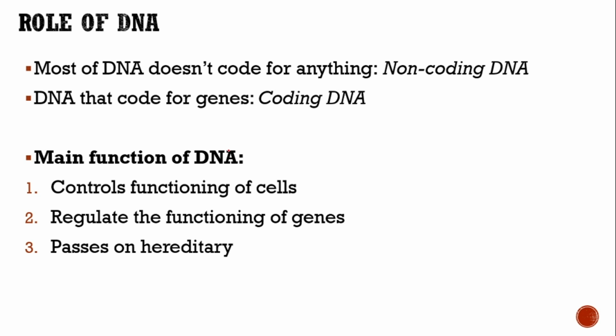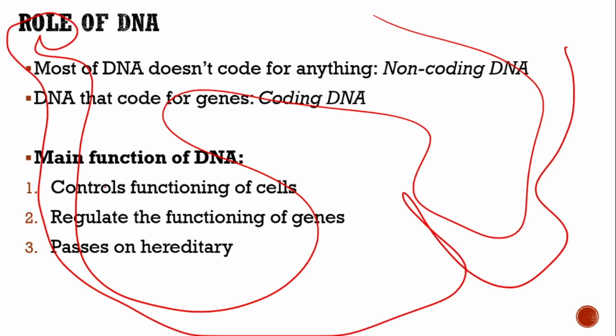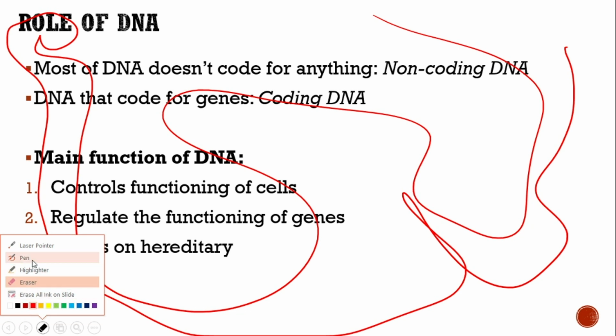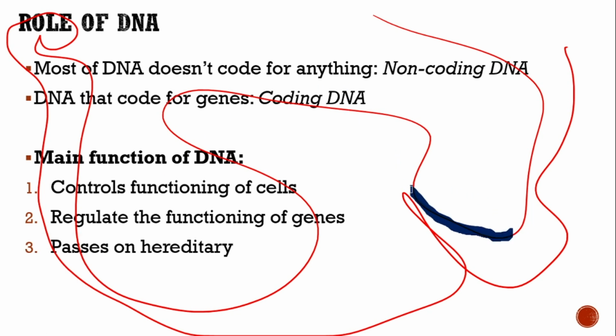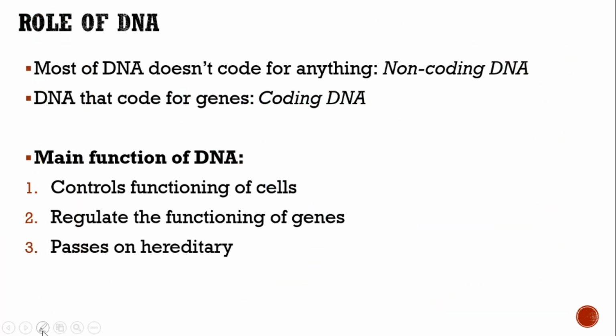Lastly, what is the role of DNA? Most DNA doesn't code for anything. If you have a long chromatin network like this, only a certain portion of it will code. Just to make an example, this is the coding region of your DNA. The rest does not code. It's still DNA, but it doesn't code for the genes and proteins needed in your body. So we call it non-coding DNA. Most of it in your body is exactly like that. And the one that codes is called your coding DNA.